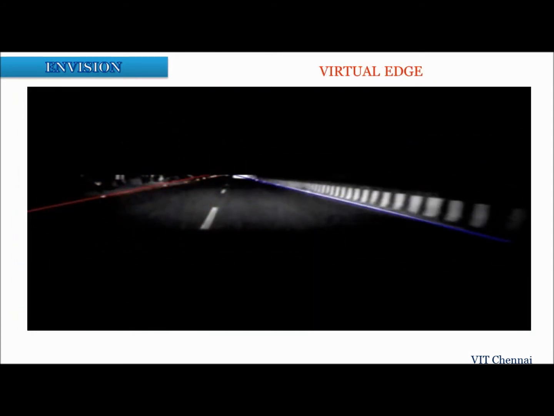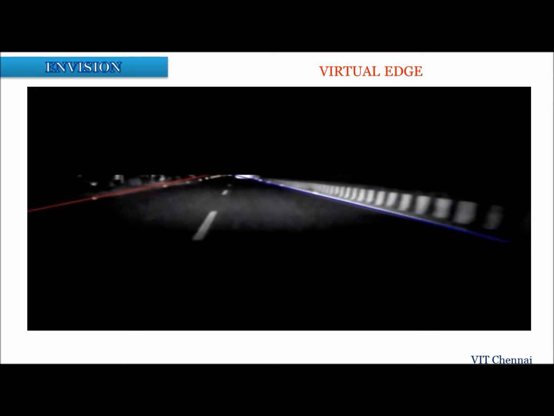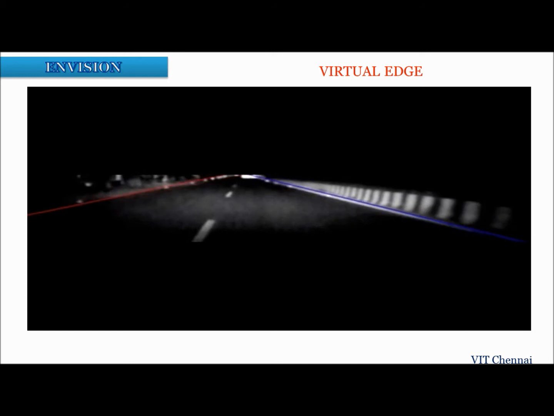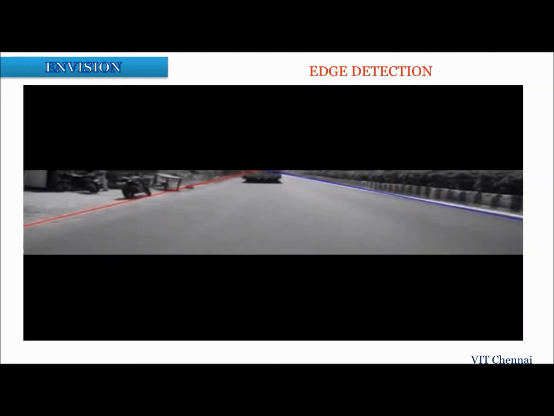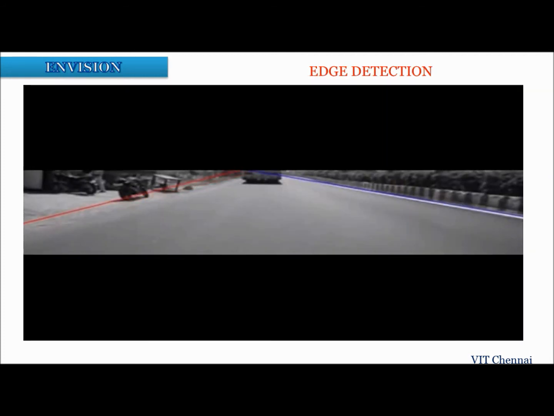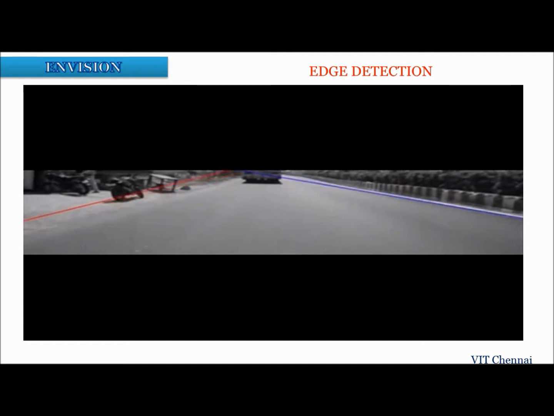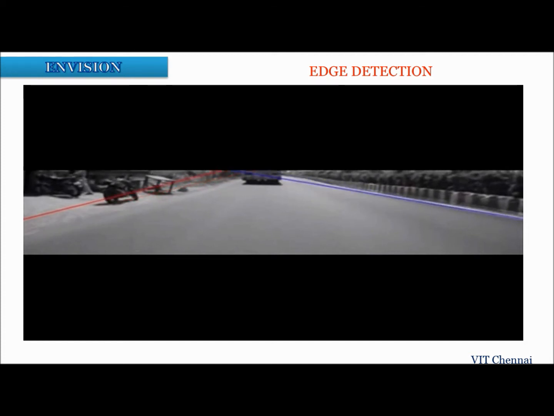This sample shows the virtual edge algorithm in case one of the edges is not visible. The blue line indicates the visible edge, whereas the red line on the left is created by the virtual edge algorithm, as the actual edge cannot be extracted. This shows the output of the virtual edge algorithm at day times when the left edge is not visible.